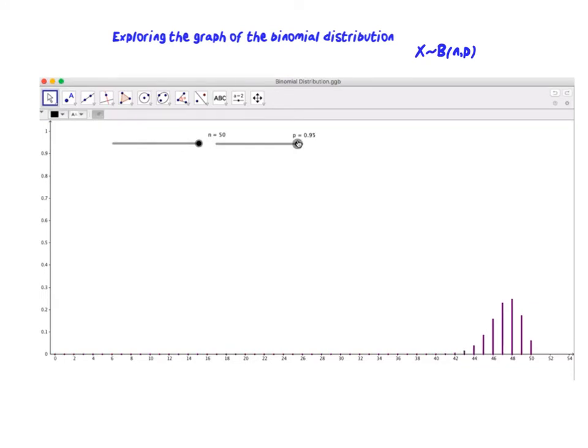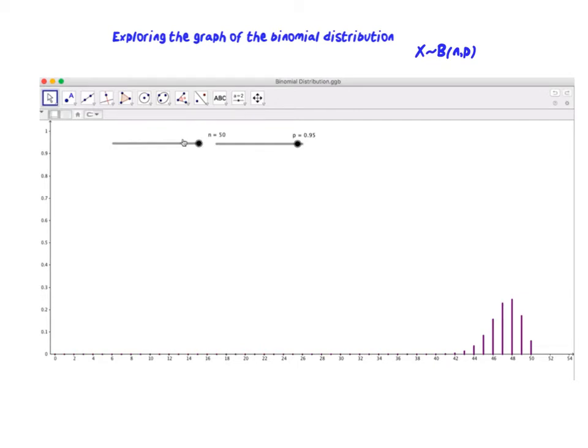It becomes symmetric again. But I will need to make P very, very big, close to 1. It can be bigger than 1, right? But it's very, very close to 1. Then when n becomes bigger, the shape will be closer and closer to a normal distribution. So we'll need to establish some conditions for n and p such that I can approximate the binomial distribution with a normal. After doing that, I can calculate probabilities on a normal distribution because these are easier to calculate, and then draw conclusions about probabilities, cumulative probabilities of the binomial distribution.